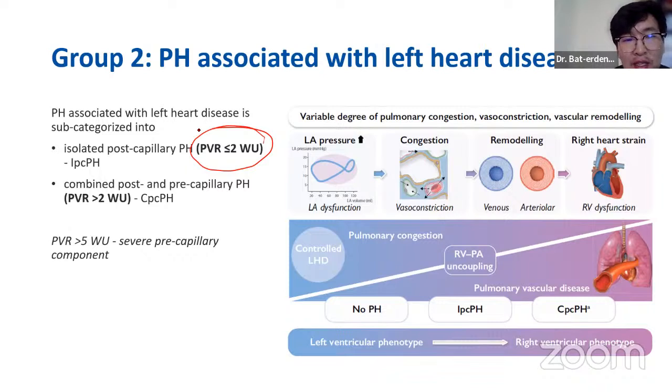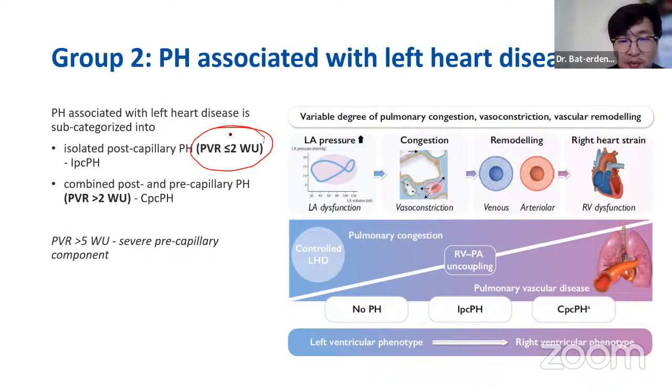If a patient with left heart disease has a mean pulmonary artery pressure over 20, it must be evaluated by the pulmonary vascular resistance. If it's under 2 Wood units, it's characterized as isolated post-capillary pulmonary hypertension. If it's over 2 Wood units, it's combined post- and pre-capillary pulmonary hypertension. If it's over 5, that's a severe pre-capillary component. The treatment is also very special for that kind of severe patient.